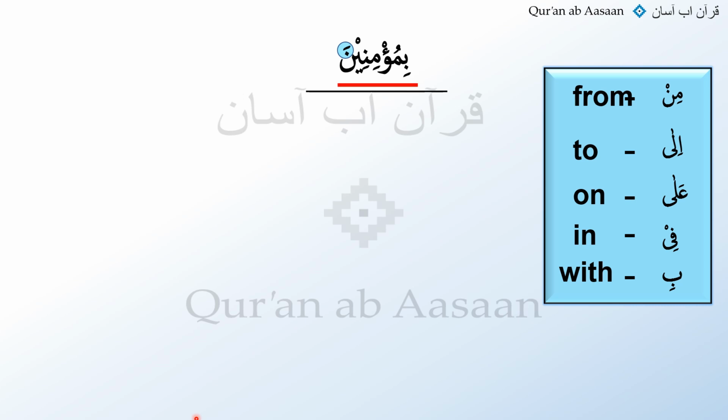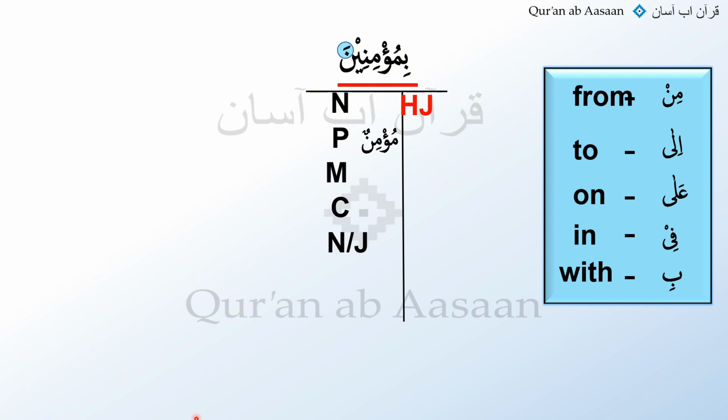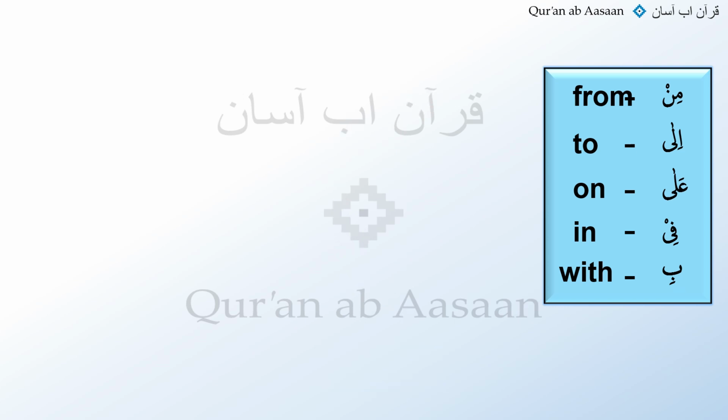Analyze it. Dissect at B. B harf jar. Mu'minina noun. Plural of mu'minun. Beautiful. Male, common, and ina, nasb and jar, crossing off the nasb. Sorry, I know I'm saying the extra words. All I gotta say is noun, plural of mu'minun, male, common, nasb jar because of be. Good. Be mu'minina, with some believers. Easy, right?